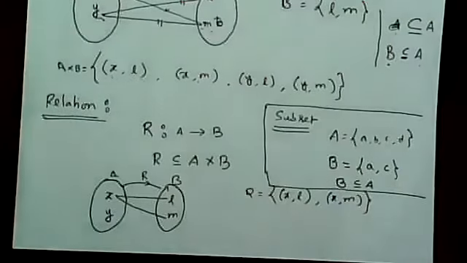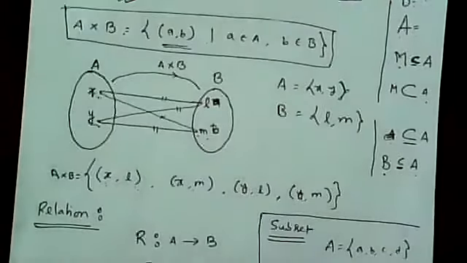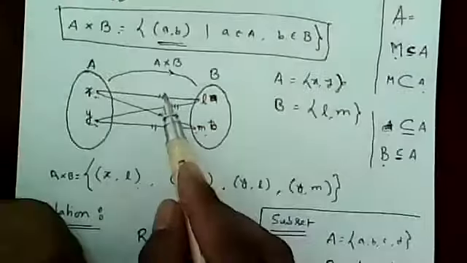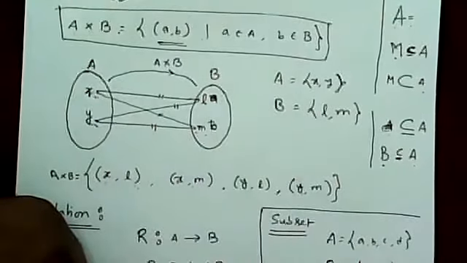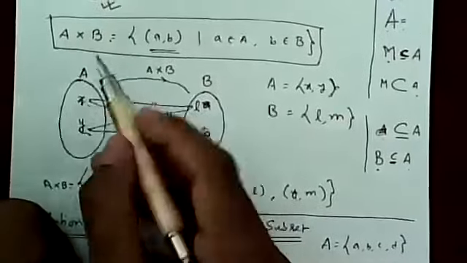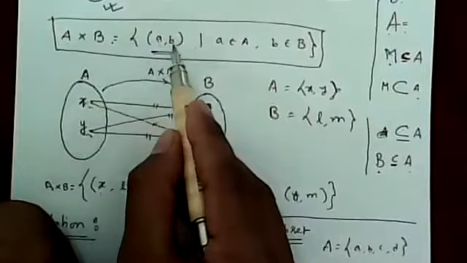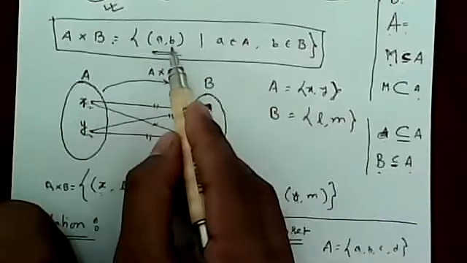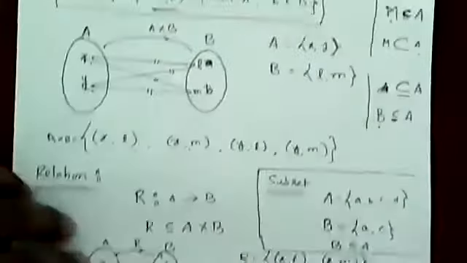Last class, while we were discussing the Cartesian product of two sets A and B, I told you that the Cartesian product of two sets is nothing but all those possible connections between the sets A and B. Mathematically, this can be written as A cross B equal to (a, b) in ordered pair form, where a is from the first set A and b is from the second set B.